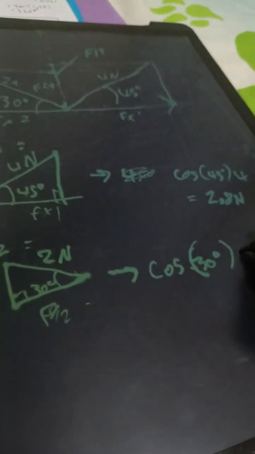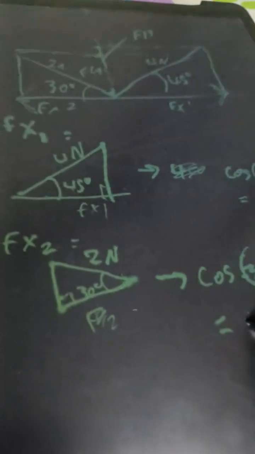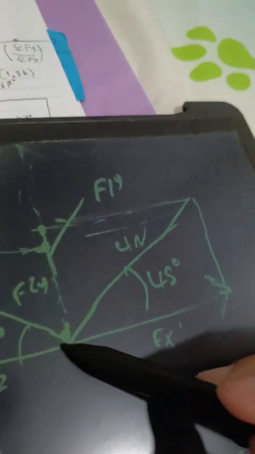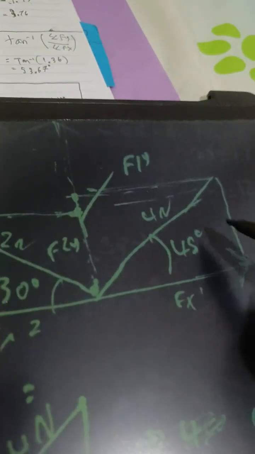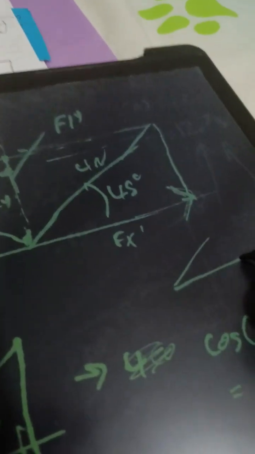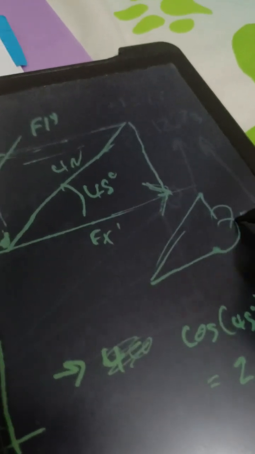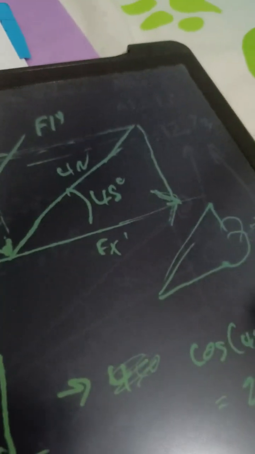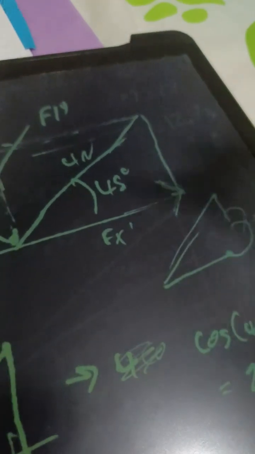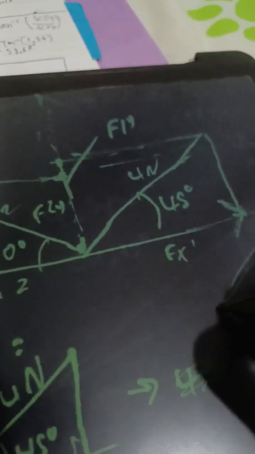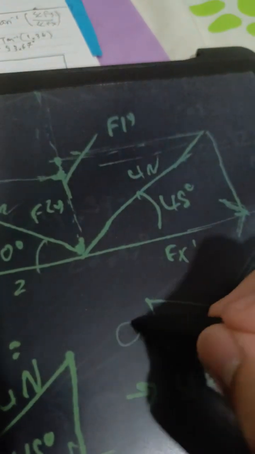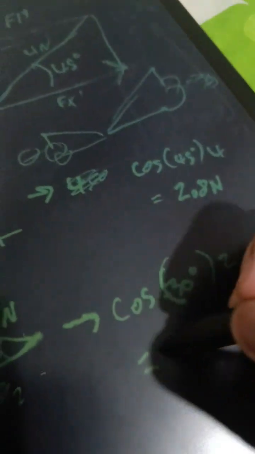Now, put it like this, and we get negative 1.73N. But why is it negative? Well, look at this. Imagine the right angle triangle as a really sharp thing with a butt. Like this. Look at that butt. Where's that butt facing? If that butt is facing at the right, it's gonna be positive. If the butt is facing at the left, that's gonna be negative. So it's negative.